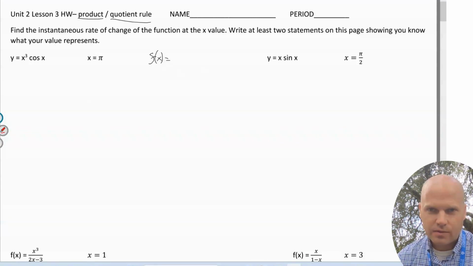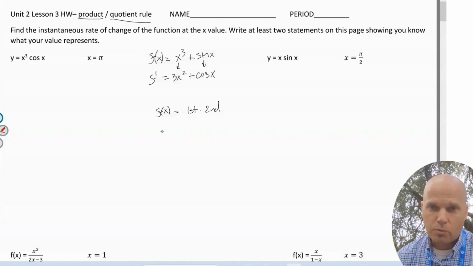What is the lesson? The lesson is when you're adding, finding the slope equation, the derivative equation, is very easy. You could just find the slopes of x cubed, the slopes of sine x. However, when you're multiplying or dividing, things are different.